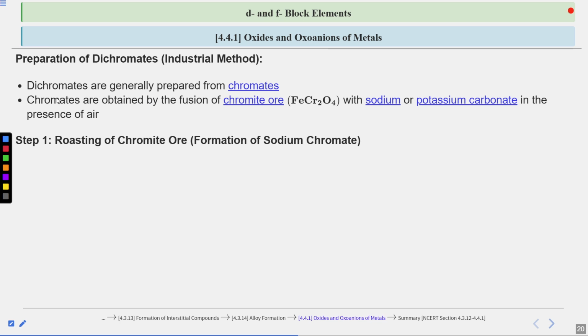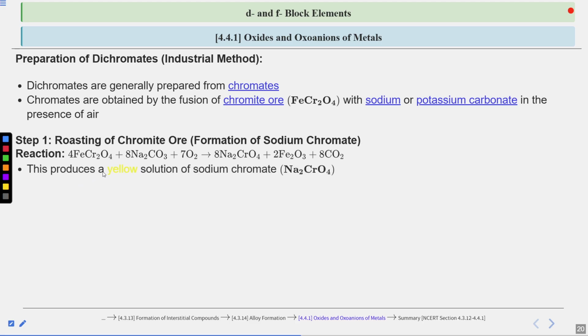So step 1 in the preparation of dichromate includes roasting of chromite ore, where the formation of sodium chromate happens. The reaction includes 2 FeCr2O4 plus 8 Na2CO3 plus 7 O2. These compounds react with each other in the presence of air, that is oxygen, and form 8 Na2CrO4 plus 2 Fe2O3 plus 8 CO2, 8 molecules of carbon dioxide.